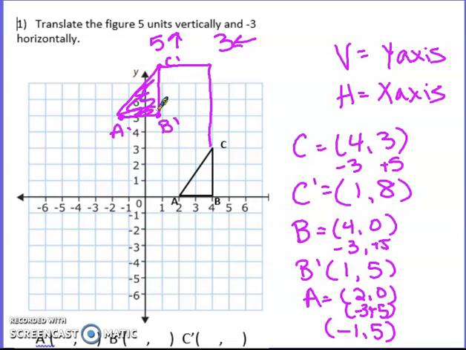If you look, my triangle's facing the same way. I have B prime in the bottom right-hand corner, A prime in the bottom left-hand corner, and C is at the top. So that is a perfect transformation. Translation just moves it in a direction.